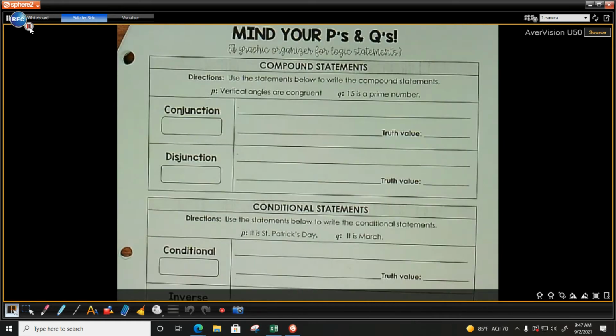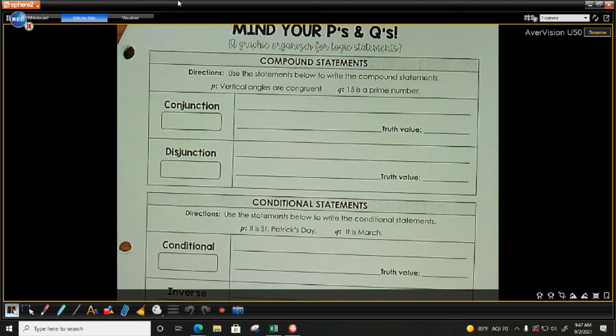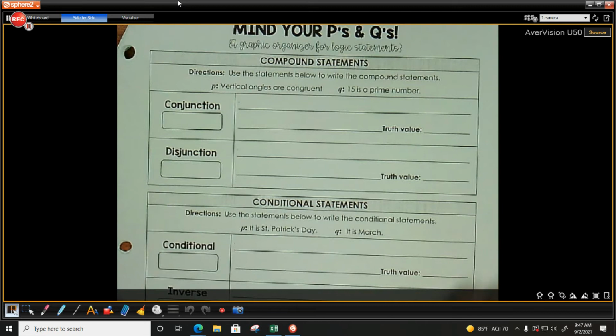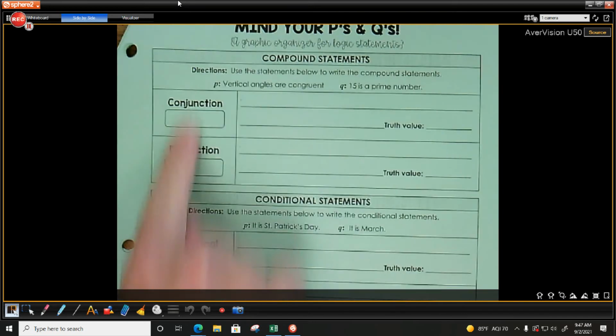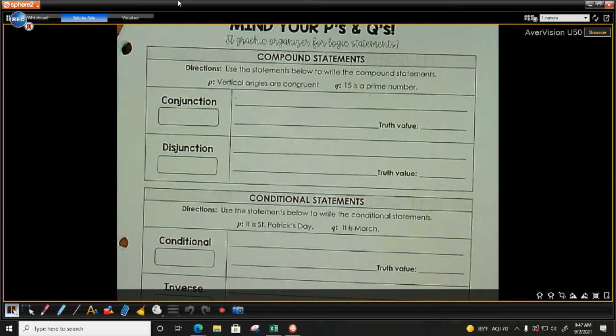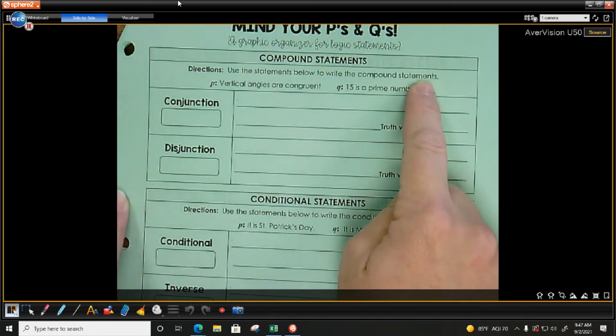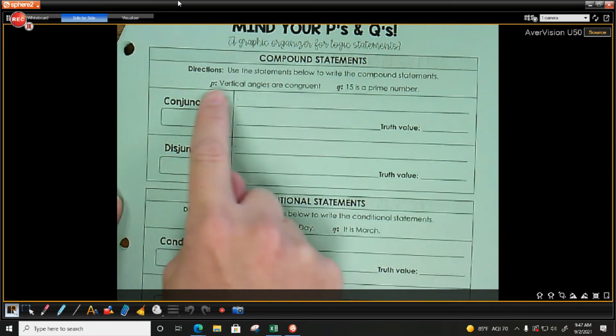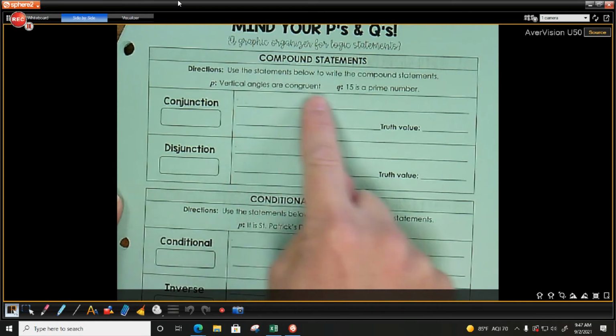This next part, mind your P's and Q's. This is just a graphic organizer for logic statements. We haven't really learned what these logic statements are yet. That's what we're doing the next 2 days. Okay? But we are just going to go over what the logic statement looks like and then write it in words. Okay? So a conjunction, use the statement below to write compound statements. P is vertical angles are congruent, and Q is 15 is a prime number.